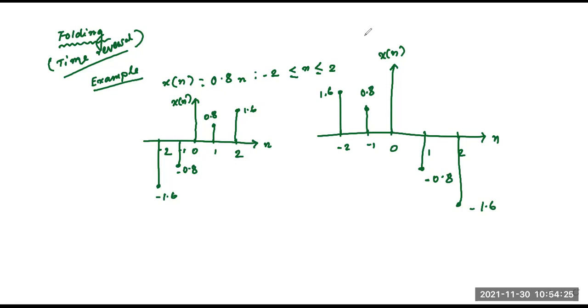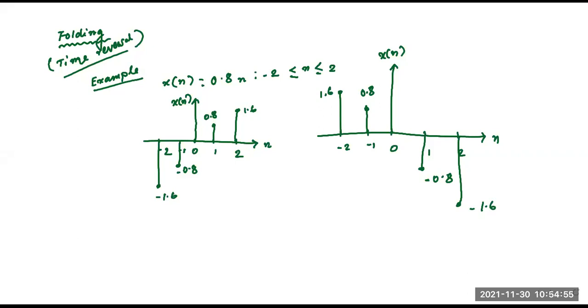So you can see here, this is called the folding. The right hand values will go to the left hand values, and the left hand values will go to the right hand values. So this operation is called time reversible or folding. Have you cleared with this operation? Yes, sir. Okay. So folding is done, shifting, scaling is done. Two things have been done.